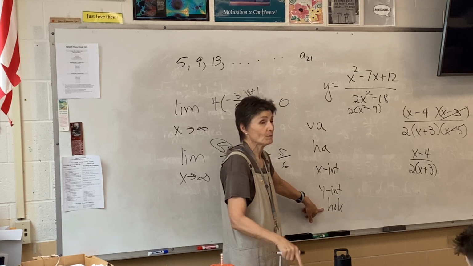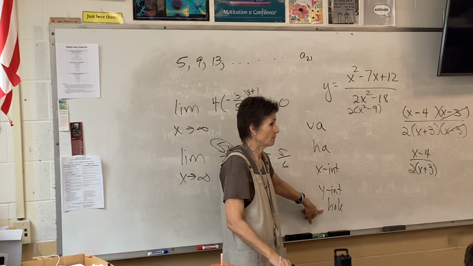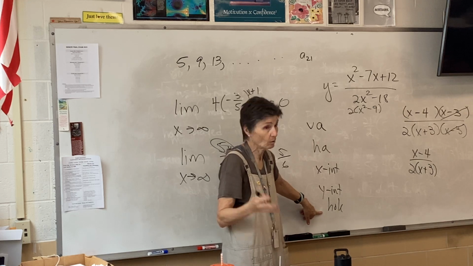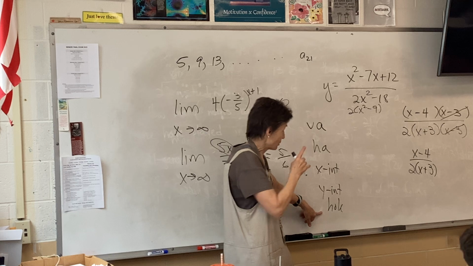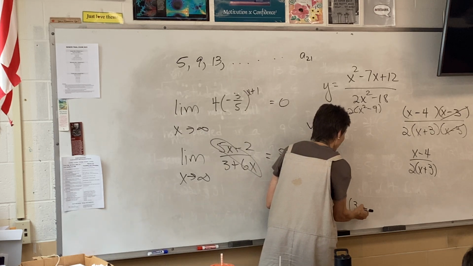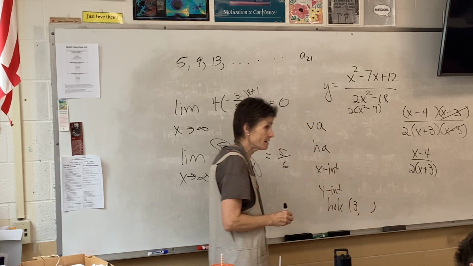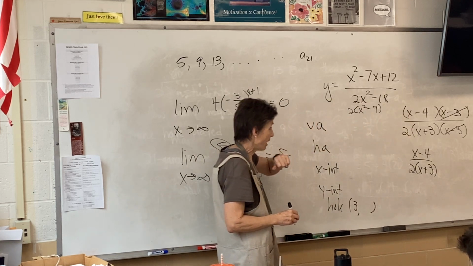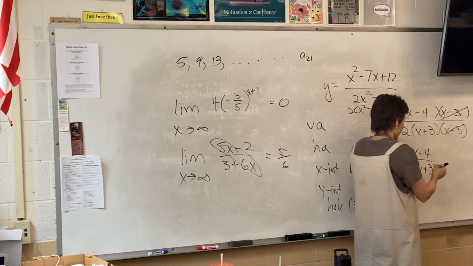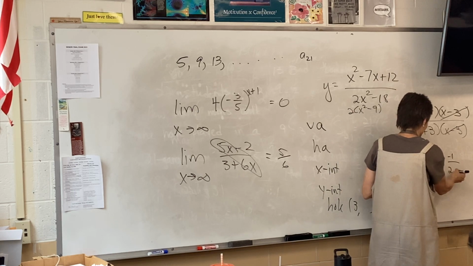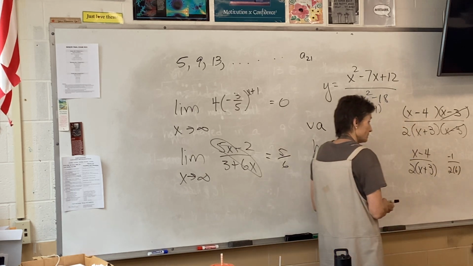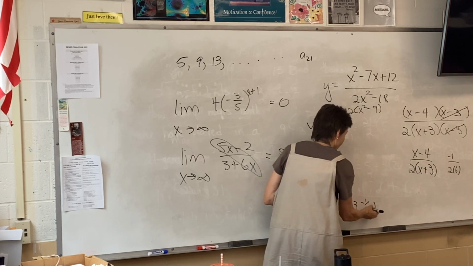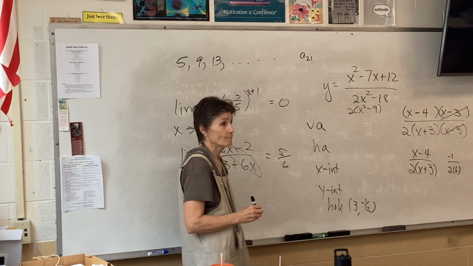which means this problem is going to have a hole. Now, on the review sheet, one of the review problems does not have a hole. Nothing cancels. If nothing cancels, then there isn't a hole. Here we do, and our hole is going to be at the point x equals 3, because that's what canceled out. 3 comma what? Well, plug in 3. So, 3, negative 1/12. That's your hole.